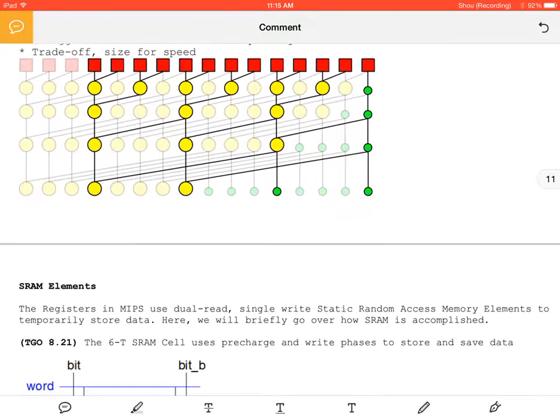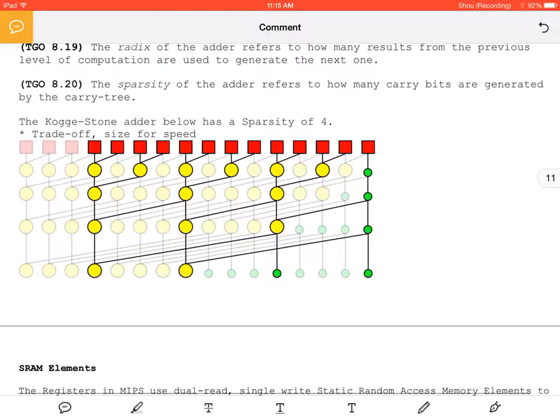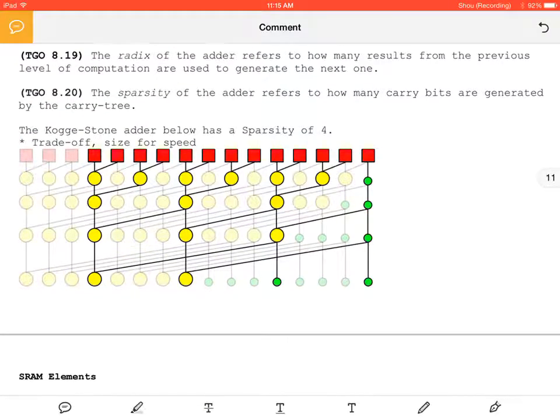So the next thing I want to cover is SRAM. For those of you who've had me before, I harped on this concept of SRAM, where the registers in MIPS use dual read, single write SRAM. So why did they use dual read, single write? Come on, you guys know this. Think about an R-type instruction. What are you doing in an R-type instruction? You need to jog your memories because you guys are about to read MIPS. What's that? Loading from registers.